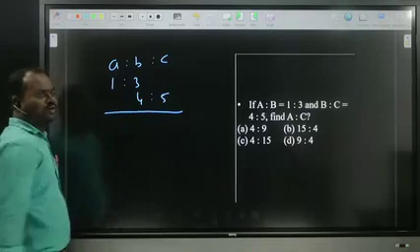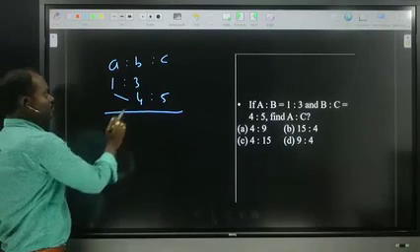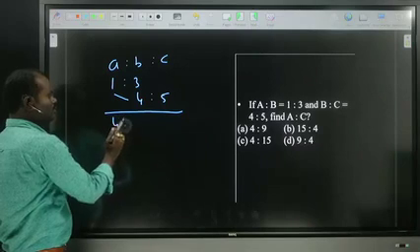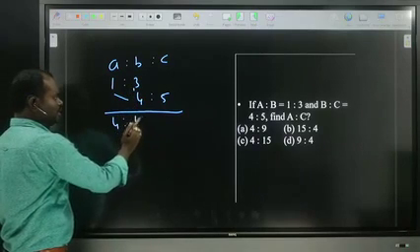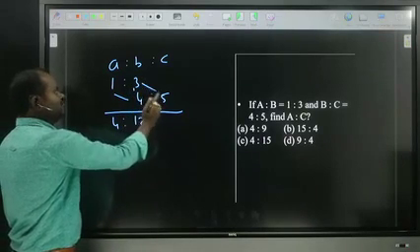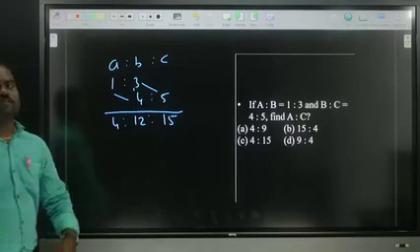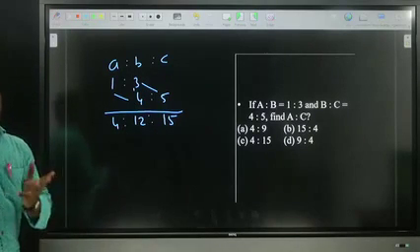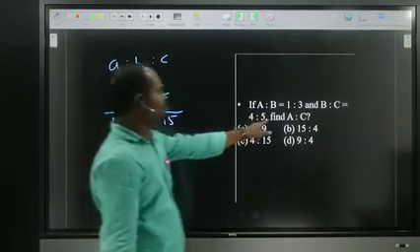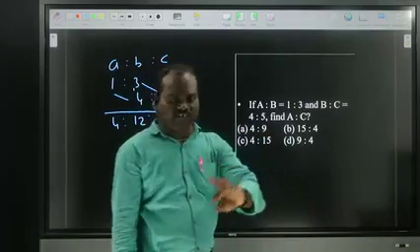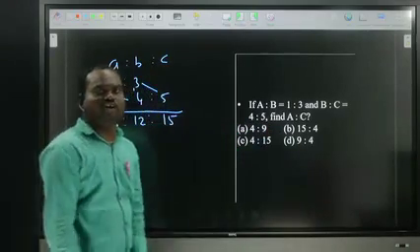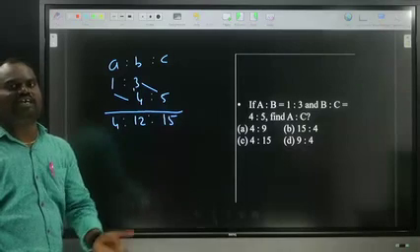How can we approach multiplying this? 1 4s are 4, 3 4s are 12, 3 5s are 15. So 4 is to 12 is to 15. But we don't require the entire ratio, we just require A is to C, nothing but first and last. Whenever you require first and last, take the first and last only.